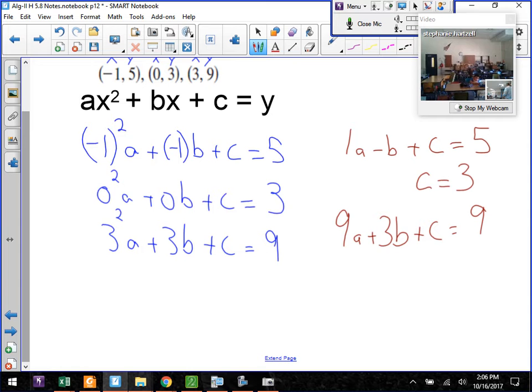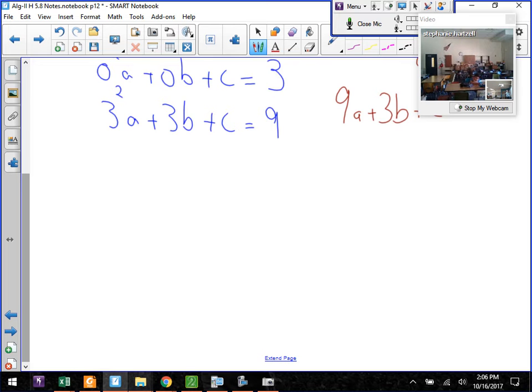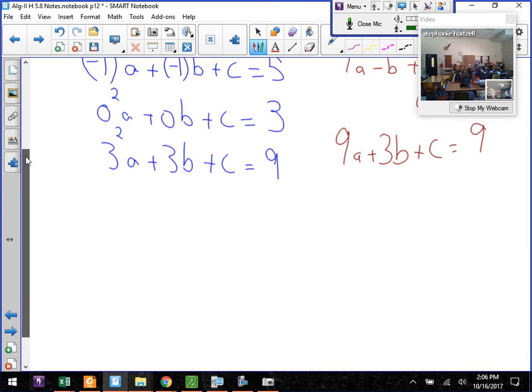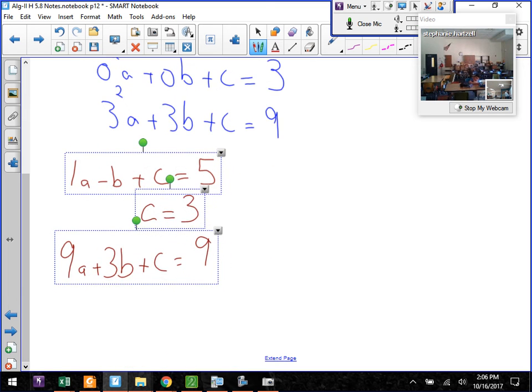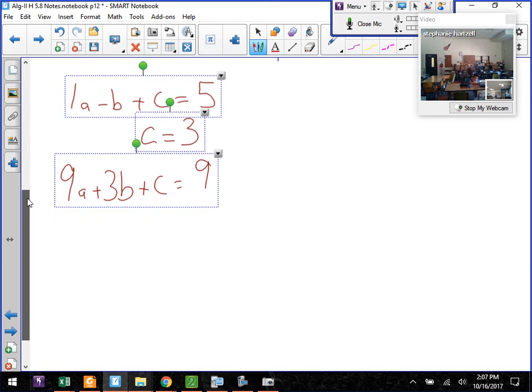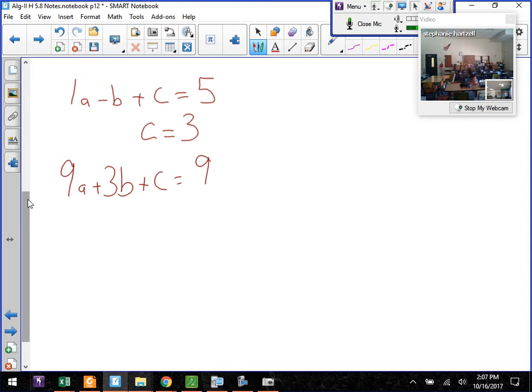Okay? Now, here's what happens. Since I know my value of c, I'm going to substitute it into the two other equations. In doing so, I get a minus b plus 3 is 5, and 9a plus 3b plus 3 is 9.